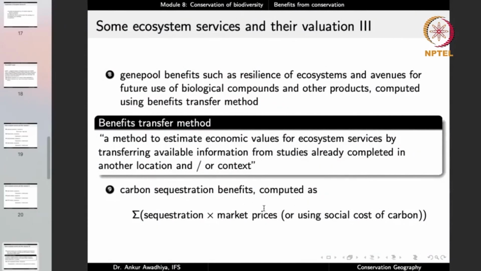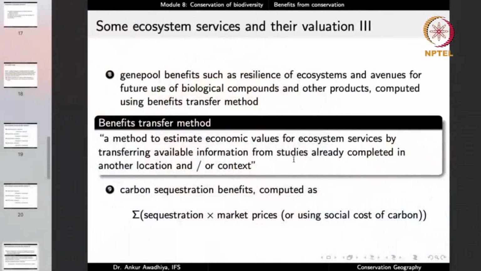We can do carbon sequestration benefits computed as the sum of carbon that has been sequestered multiplied by market prices. Now in this case, those countries that are going to emit more carbon dioxide into the atmosphere than is permissible under their quota can purchase carbon credits from other countries that are emitting less than their own quotas. And the carbon credits are traded on a world market. So we can make use of the current trading price of carbon to compute the carbon sequestration benefits.